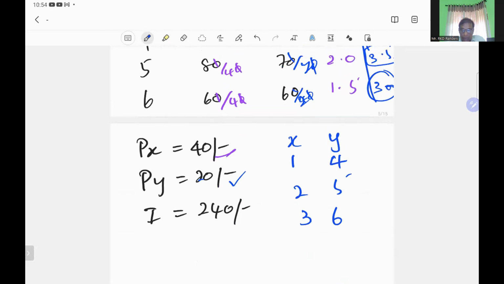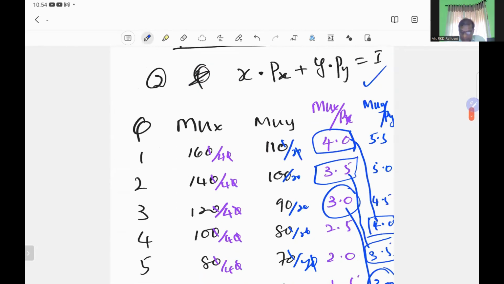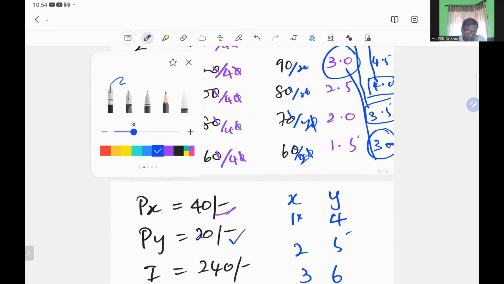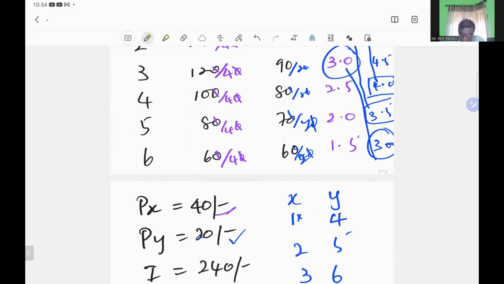Now this is the second condition. Then quantity X into price of X, that is 40.